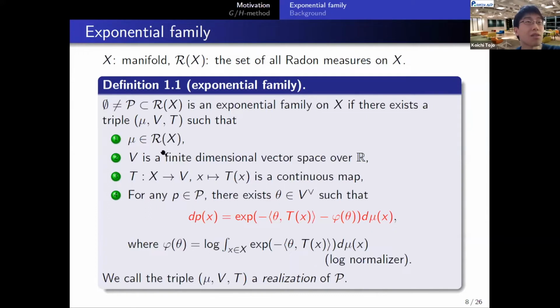Mu is a random measure, and V is a finite dimensional vector space over R. T is a continuous map, and for any element p in P, there exists an element theta of the dual of the vector space V, satisfying this equality. Here, phi of theta is a log normalizer. We call the triple (mu, V, T) a realization of P. Some texts call this triple a representation, but to avoid conflict with group representation, we call it a realization in this talk.